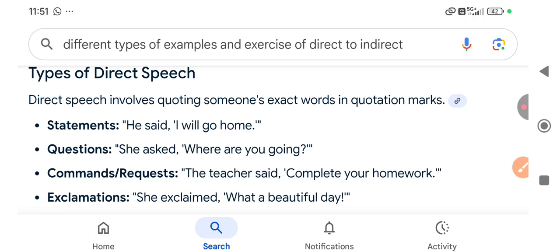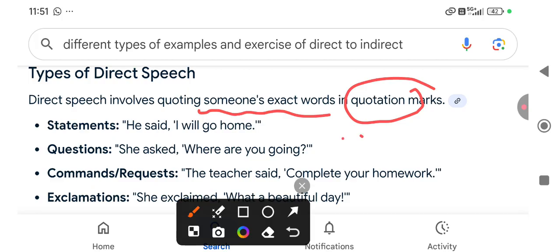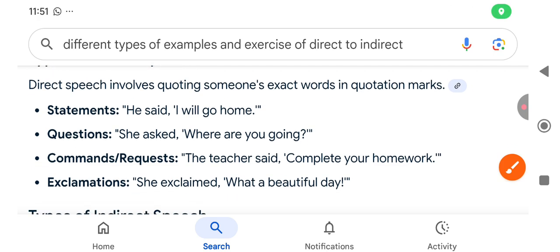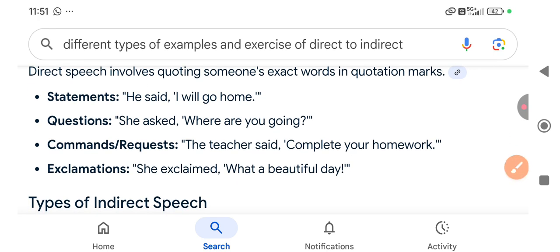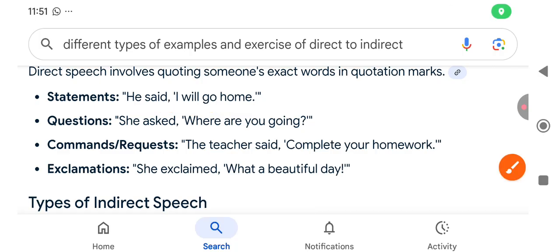So first of all, types of direct speech. Direct speech involves quoting someone's exact words, right? So that is someone's exact words in quotation marks. Now suppose there is a statement. What's the change for a statement? He said, I will go home. So the answer will be, she said that she would go home, something like this.